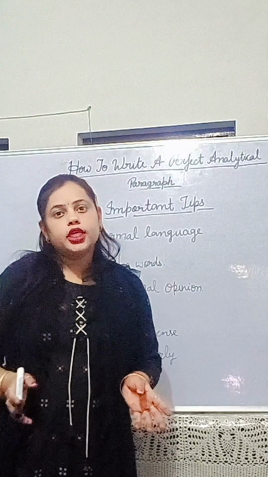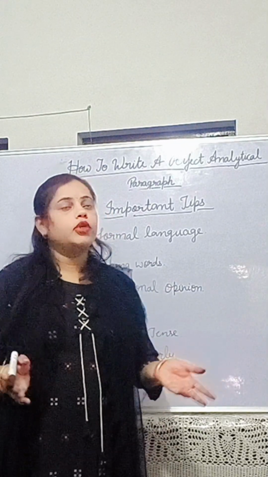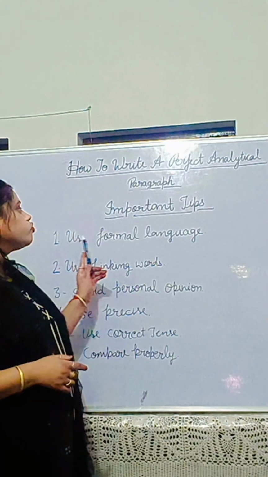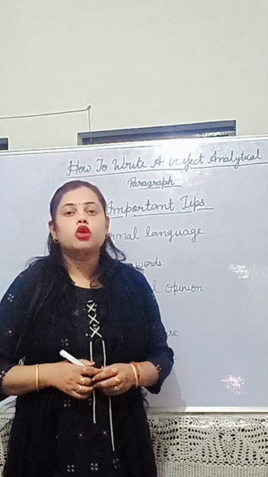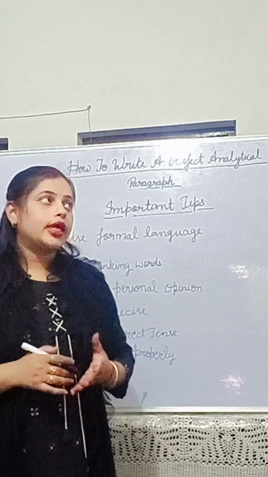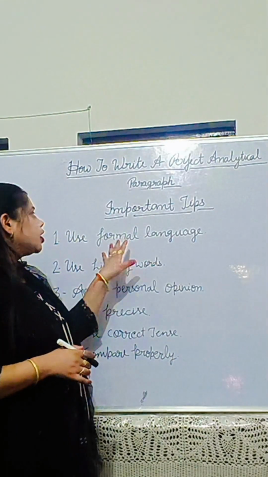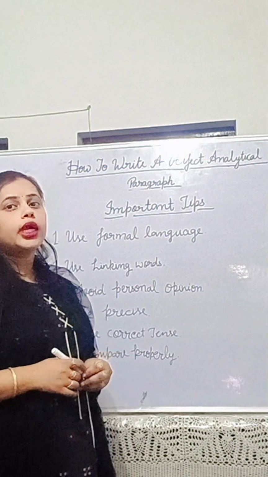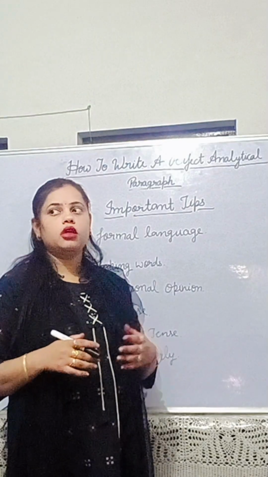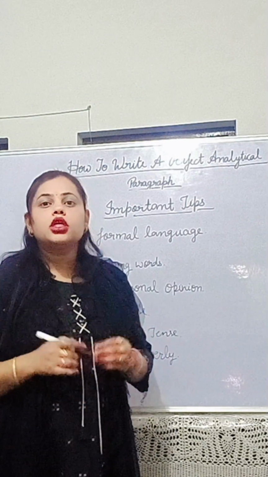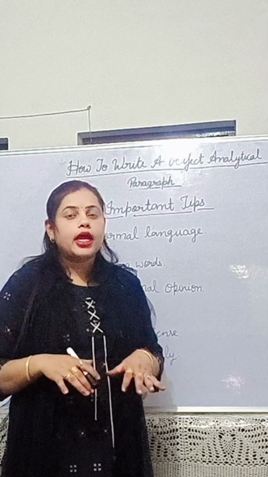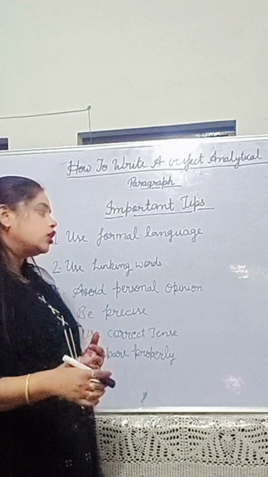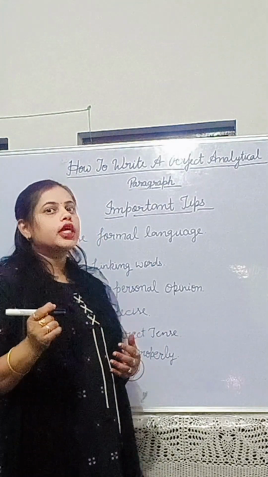Here are some important tips to write your paragraph in a perfect way. First is to use formal language. You have to pay attention to your language and write only perfect formal language. Don't write words like I think, I observe. Instead of these words you can write, it can be observed that. This looks very good and catches attention.